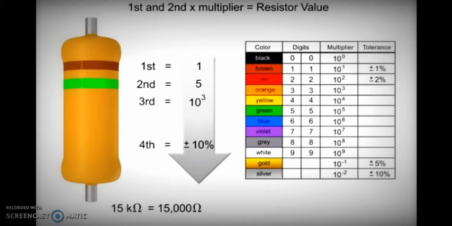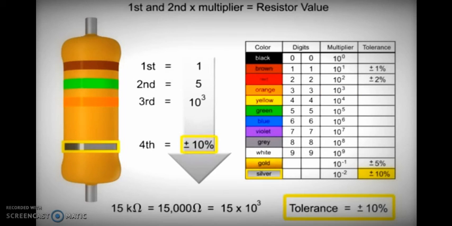So the first band is brown, second band is green, and the third band is orange. The fourth band is assigned a tolerance value of plus or minus 10%, so the fourth band will be silver. So ultimately we will be taking the value of 15 kilo ohms with a tolerance of plus or minus 10%.